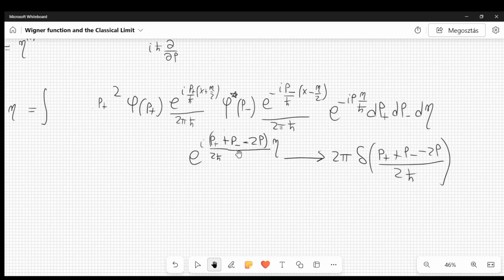If we use a simple property of the Dirac delta, we can also rewrite this expression. Let's assume that the Dirac delta is a function of x, and we divide x by a positive quantity a. This can be shown to be equal to a times delta of x. It's a simple property of the Dirac delta, and I will not prove it here. So we can also write this as 2 pi times 2h bar delta of p plus p minus minus 2p.